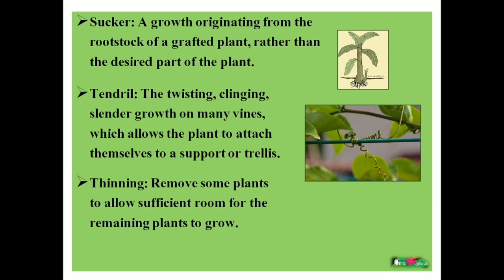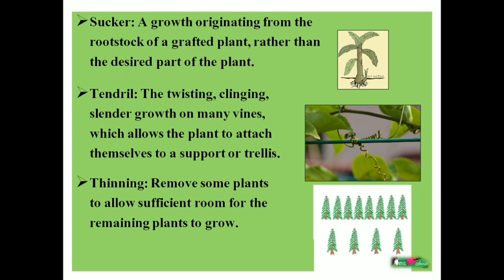Then thinning. You can easily understand thinning with the help of this picture. In picture number 1, you can observe the population of the plants is very high. But when we remove some plants, the population will be minimized. That process is called thinning. By the definition, you can easily understand: remove some plants to allow sufficient room for the remaining plants to grow.